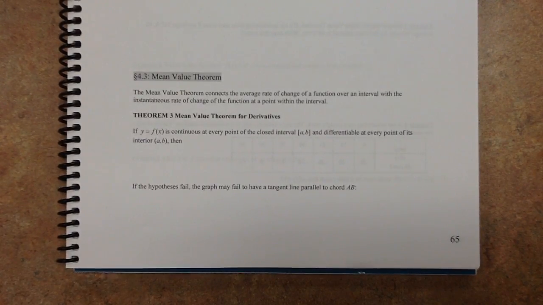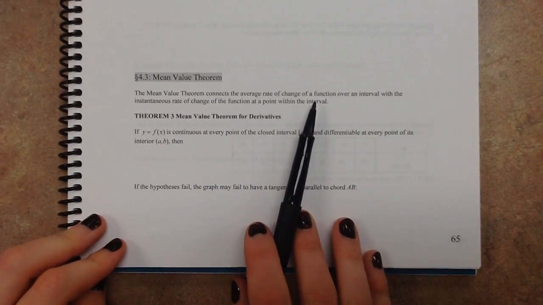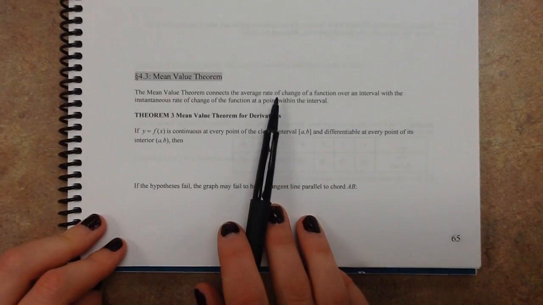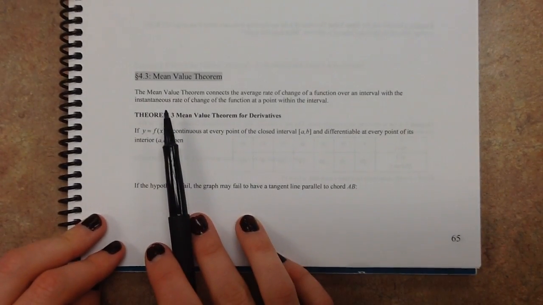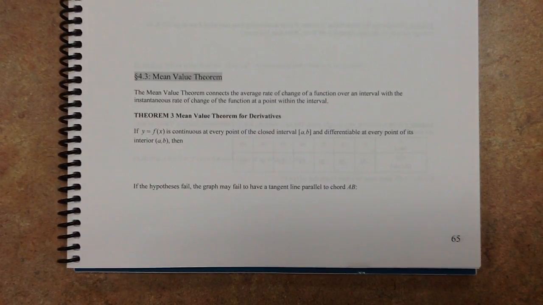So the mean value theorem, like it says, connects the average rate of change, which is a derivative idea, something we've been doing for a while, with the instantaneous rate of change. So average rate of change is like a secant slope. Instantaneous rate of change is a tangent slope. So this is like pre-calculus, calculus. We're going to make a connection between the two of them.